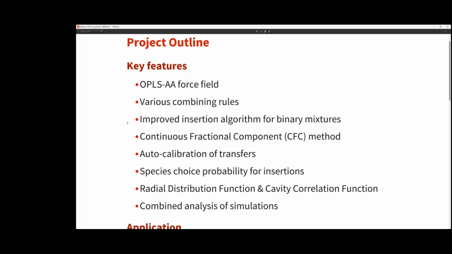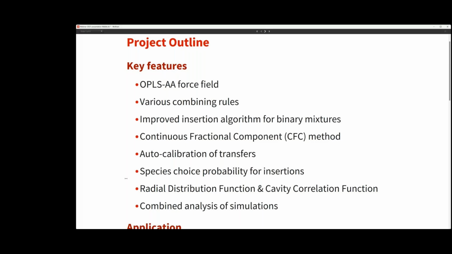Then we implemented the so-called continuous fractional component, or CFC method, which was developed in the working group by Thijs Vlugt, and it improves the insertion probabilities into the liquid at high densities. Then we use an auto-calibration for the number of attempted transfers per cycle to yield the required number of successful trial moves per cycle. Furthermore, the probability to choose a species for an attempted insertion can be tuned or auto-calibrated to yield an equal number of successful transfers for each species.